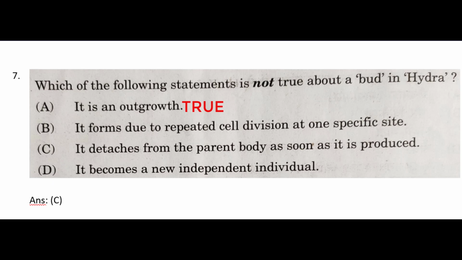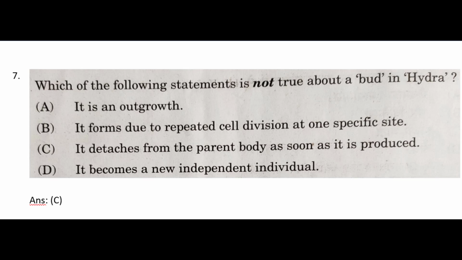Here option A is true, as a bud is an outgrowth. Option B is also true, a bud is formed due to repeated cell division at one specific site. And D is also true, through the bud a new independent individual can be formed. But C is not true, because the bud is not detached from the parent body as soon as it is produced. After some time, on maturing, only then can the bud be detached from the parent body. Therefore, option C is the right answer.